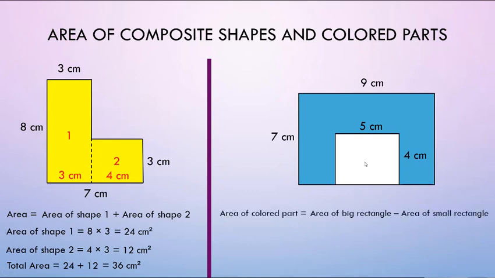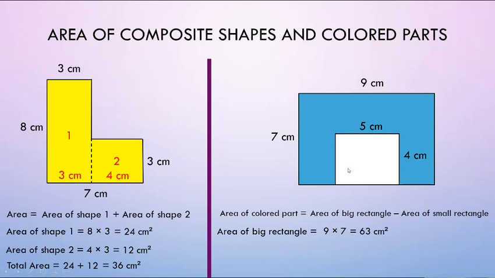So to find the area of the colored part, we find the area of the whole big rectangle. After that, we find the area of the small rectangle and subtract it from the big rectangle. And we will have remaining only the area of the blue part. So let's find the area of the big rectangle. We have the length and the width, 9 centimeters and 7 centimeters. So 9 times 7 is equal to 63 square centimeters.